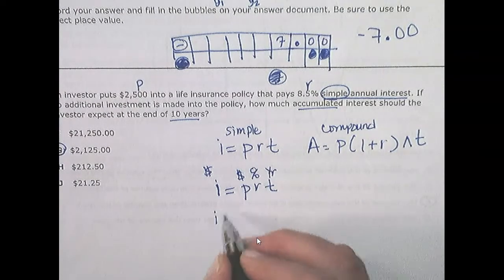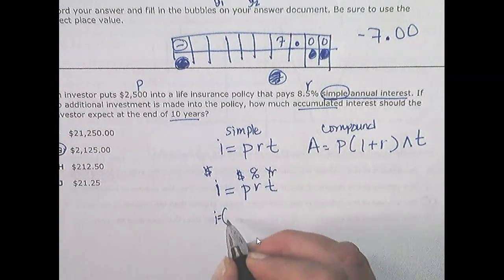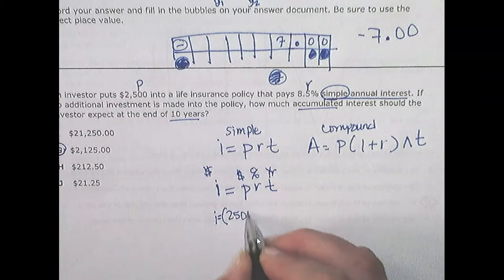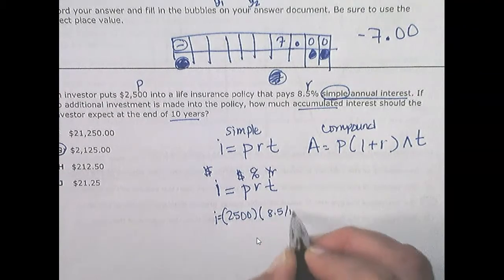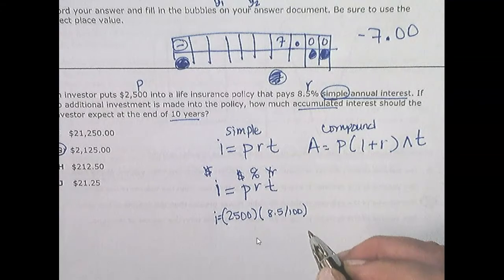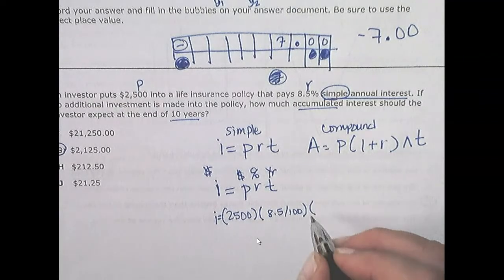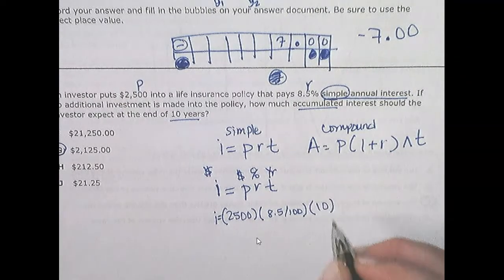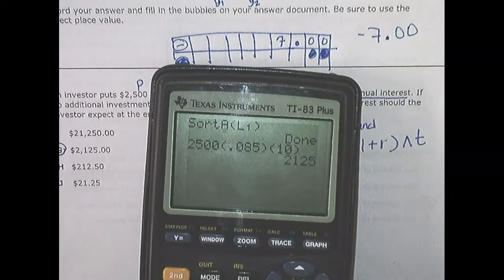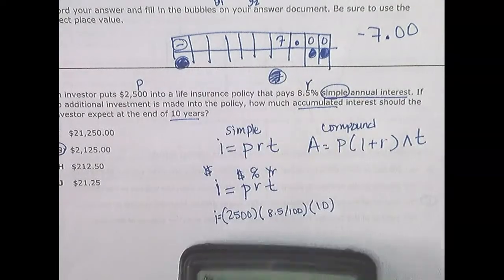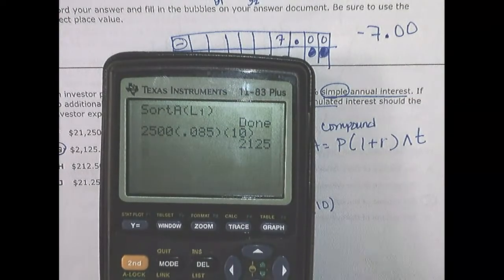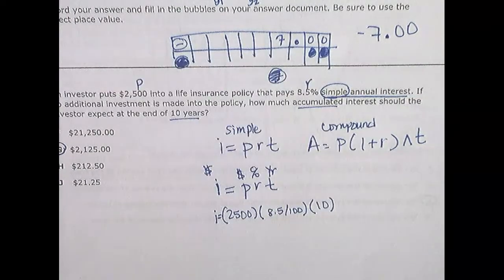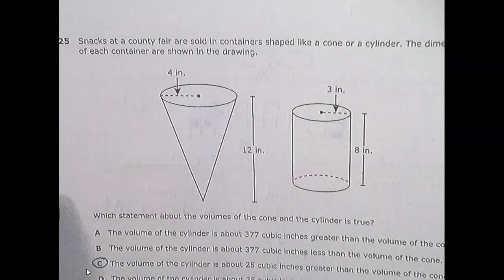So let's go find money. I need an equal sign there. That would be 2,500, no commas. What's the rate? 8.5 divided by 100. Probably 0.085. And then how long? 10 years. Type that on the home screen. So I typed mine in on the home screen. There's your 2,500. There's your 0.085, and then there's your 10. 2125, answer is G. Now, question 25 is a shape.